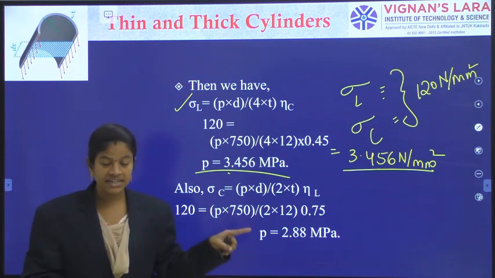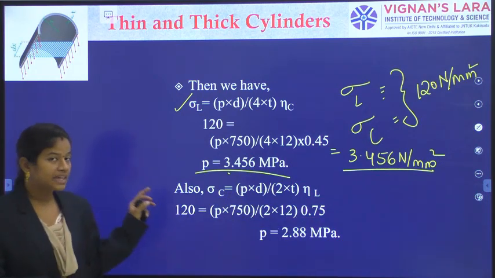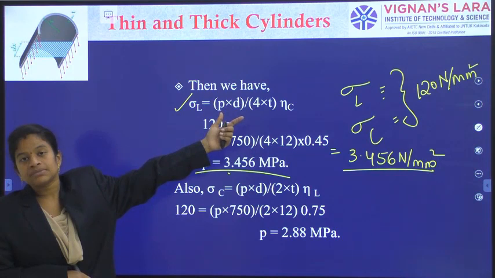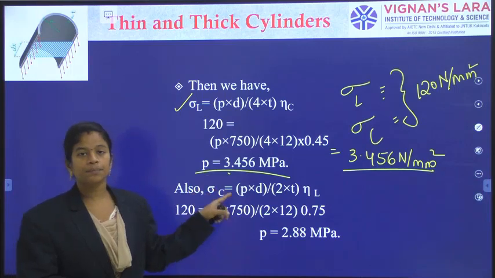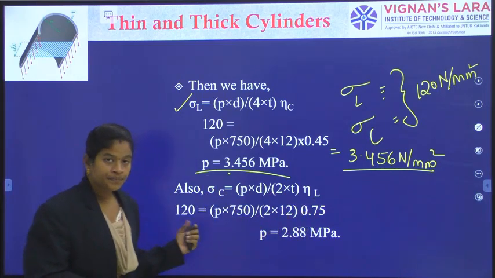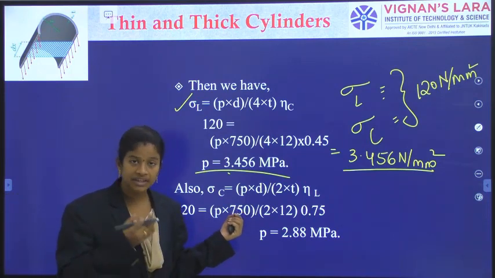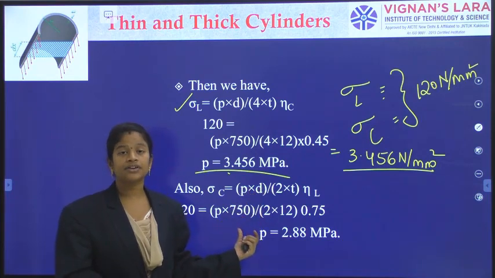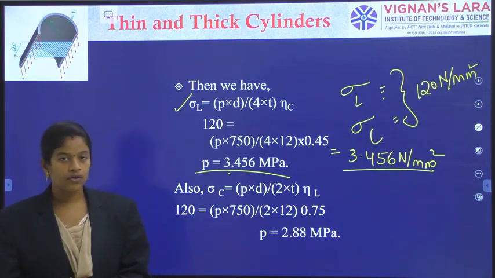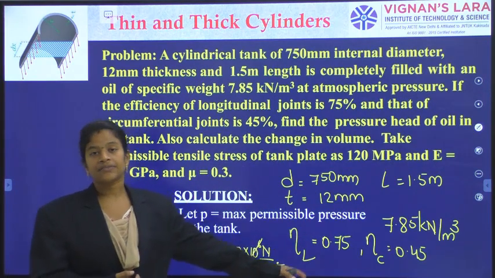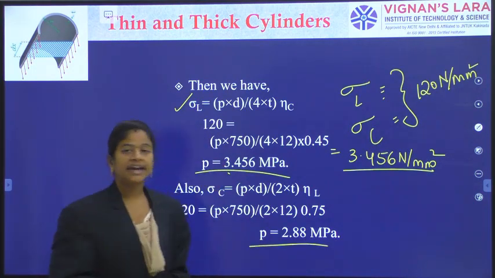Pascal is Newton per meter square, and megapascal is Newton per mm square, because of the conversion it is reducing. The next thing is making the maximum limit of the stress equal to the circumferential stress in the member. That is sigma C equal to PD by 2T into eta L. So sigma C is 120, P is the unknown, the maximum permissible pressure in the metal sheet, D is the internal diameter 750, and 2 into T, T is 12, and eta L, the longitudinal efficiency of the joint, is 0.75. From this I have got P as 2.88 megapascals.